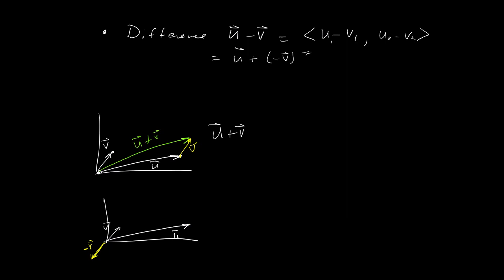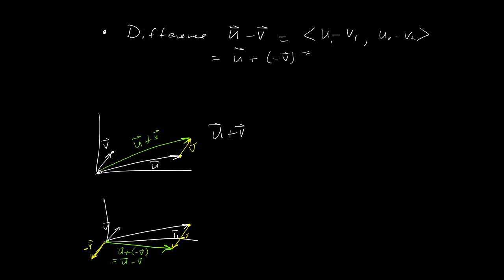At the tail here of u, tip to tail, we've got v here. Or I'm sorry, that's the opposite of v, that's negative v. We put those together, we draw the line connecting the end of u to the tip of negative v, and we have u plus negative v, which is u minus v. So this is one way that we can do that.